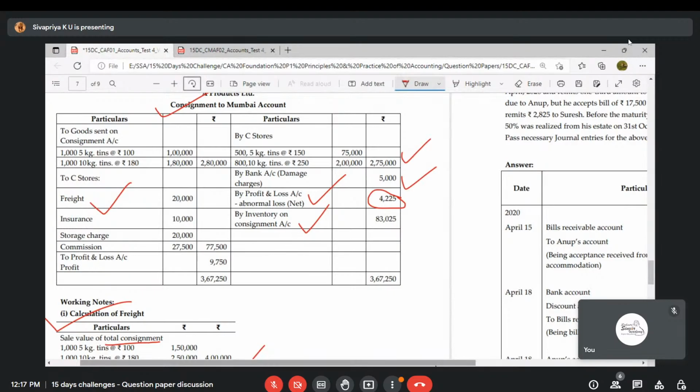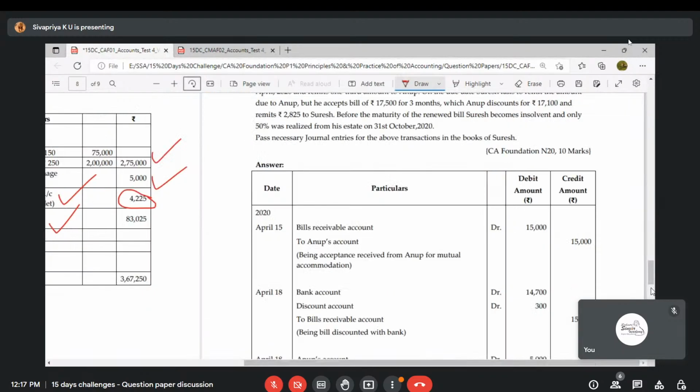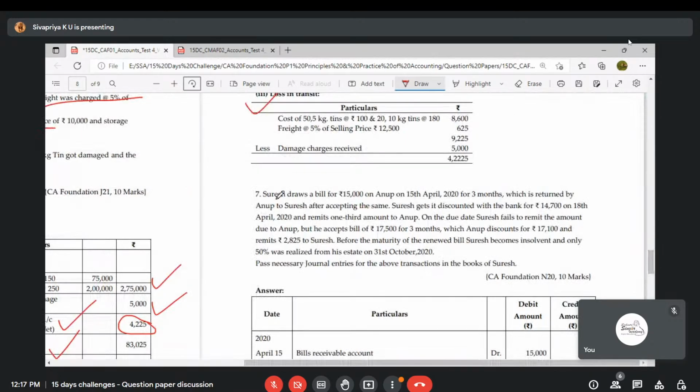Okay. Question number 7. Suresh draws a bill of 15,000 on Anup for 3 months. It was the bill of exchange and it is returned by Anup to Suresh after acceptance. Discounting பண்றாங்க bankல on 18th April and remit 1/3 to Anup. On due date, Suresh failed to remit the balance due, but he accepts a bill of 17,500 for 3 months, which Anup discounts at 1,700 and remits.